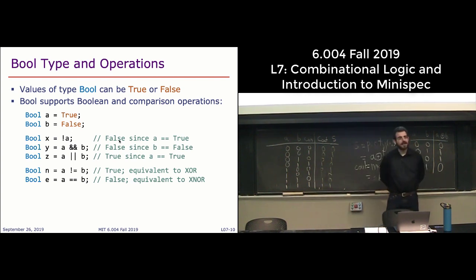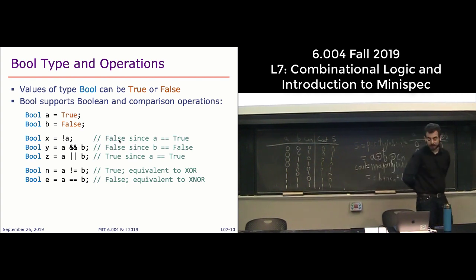You also have equality and inequality. We don't have XOR or XNOR, but if two Boolean values are different, that's the XOR, right? So if I write A not equals to B, that is equivalent to A XOR B. That's why we don't have specific XOR or XNOR operations.